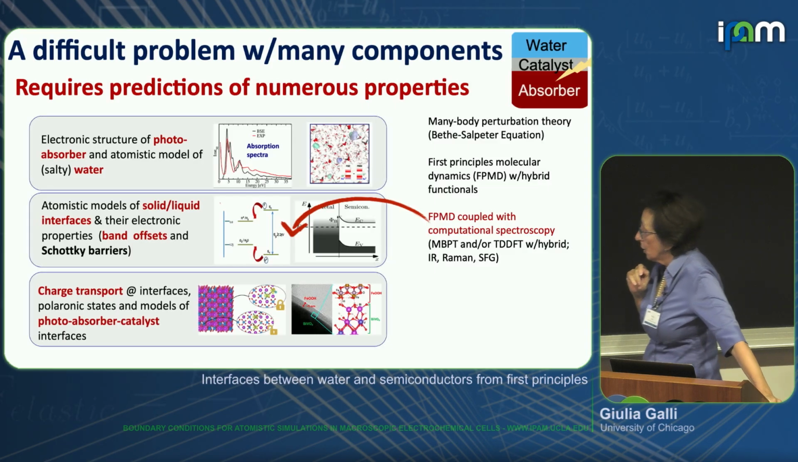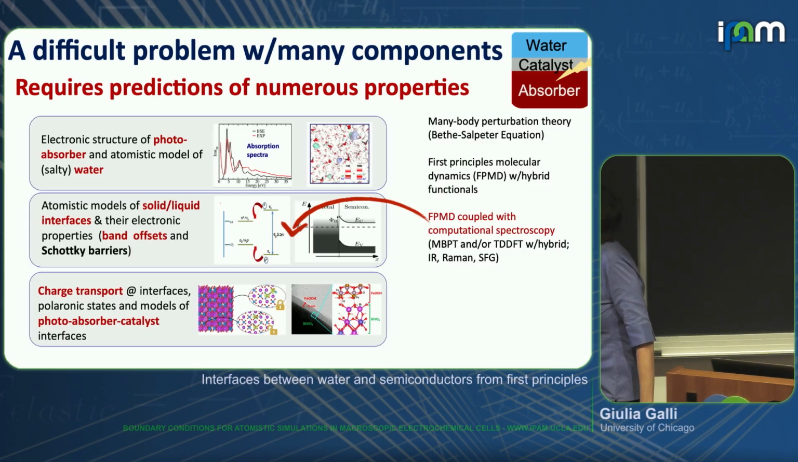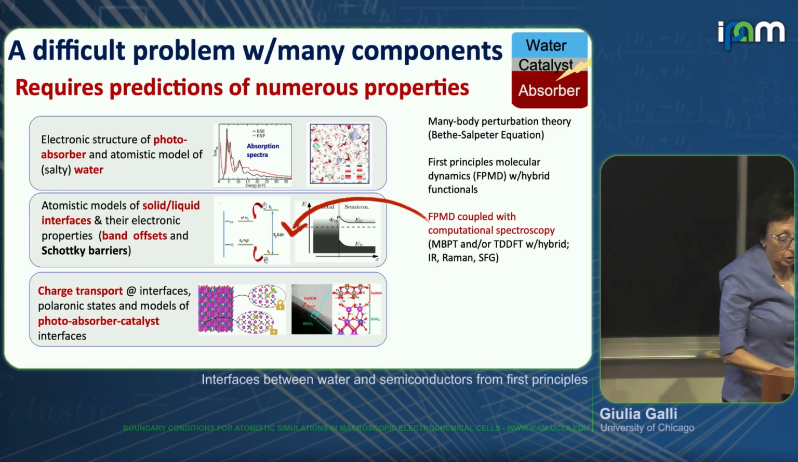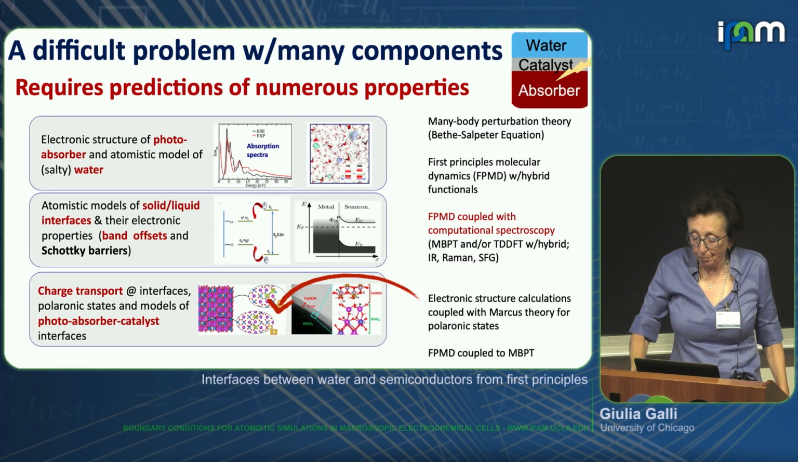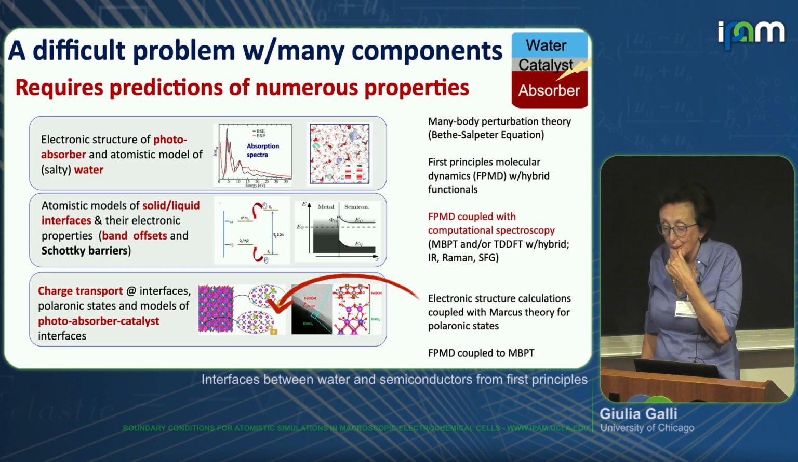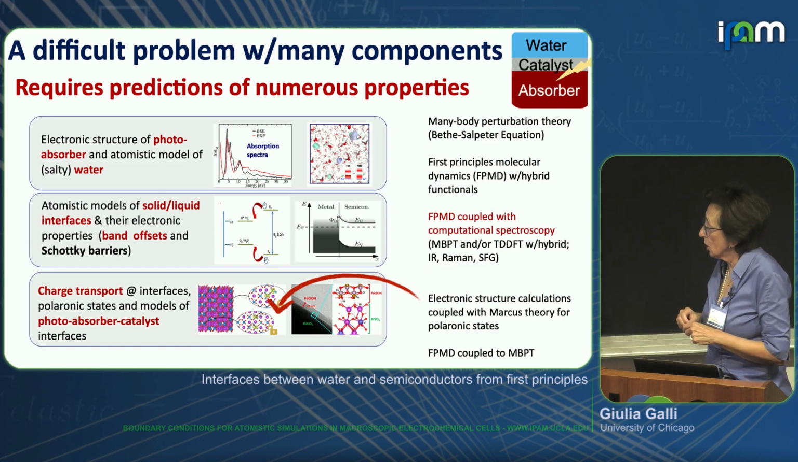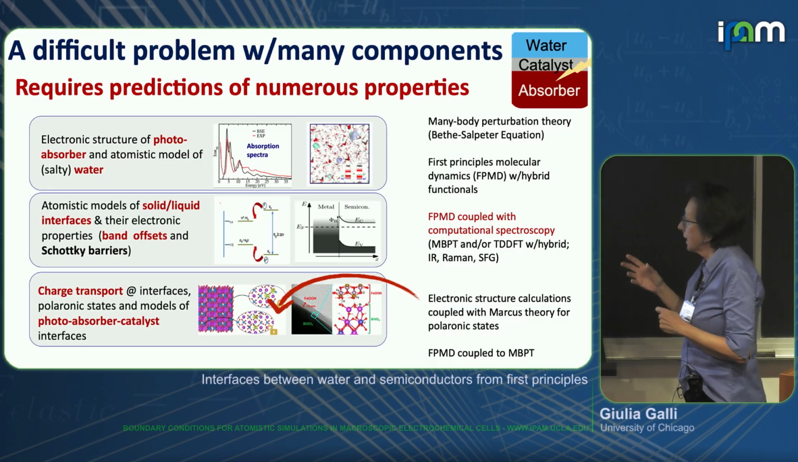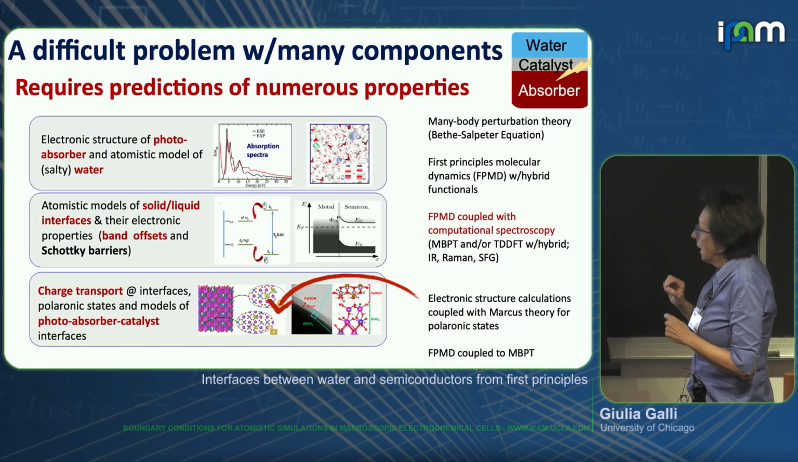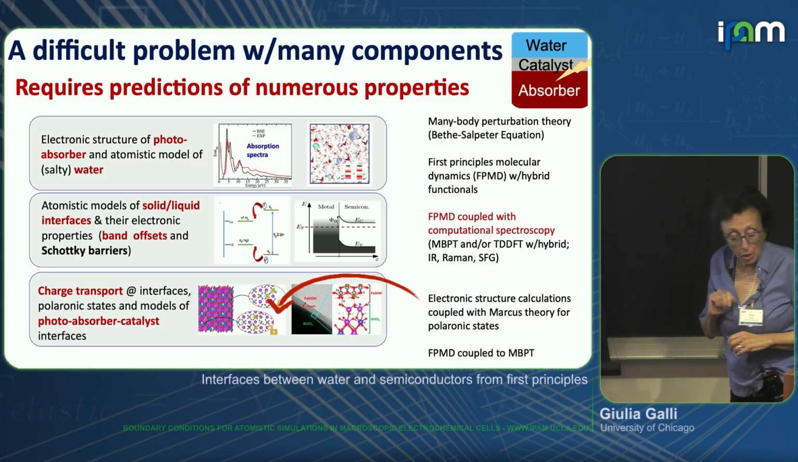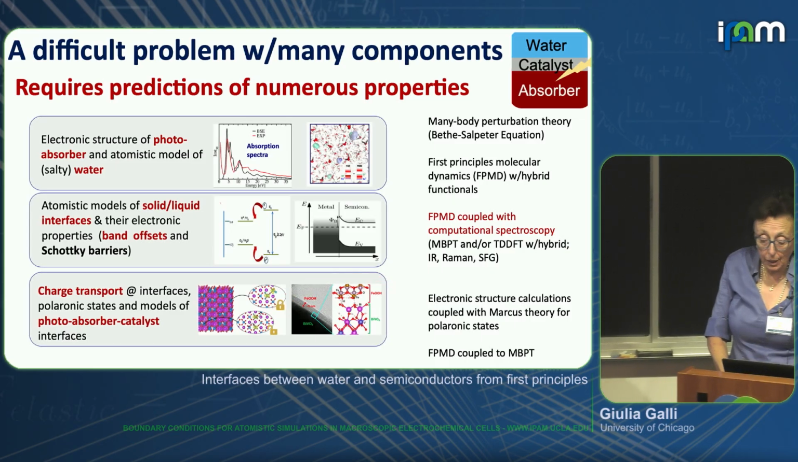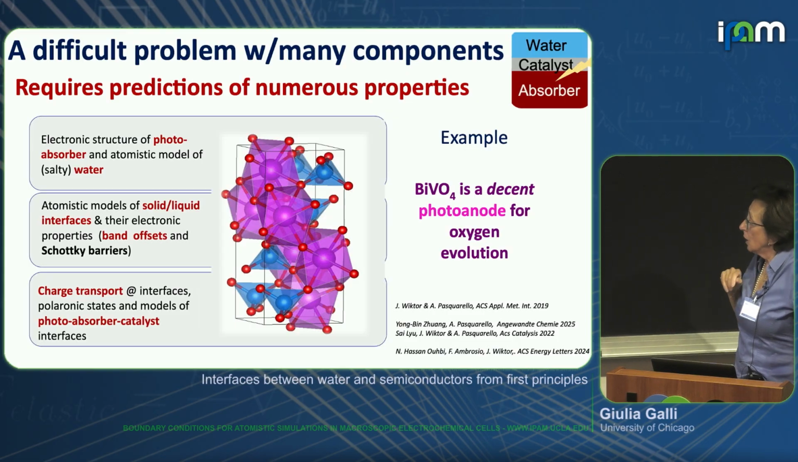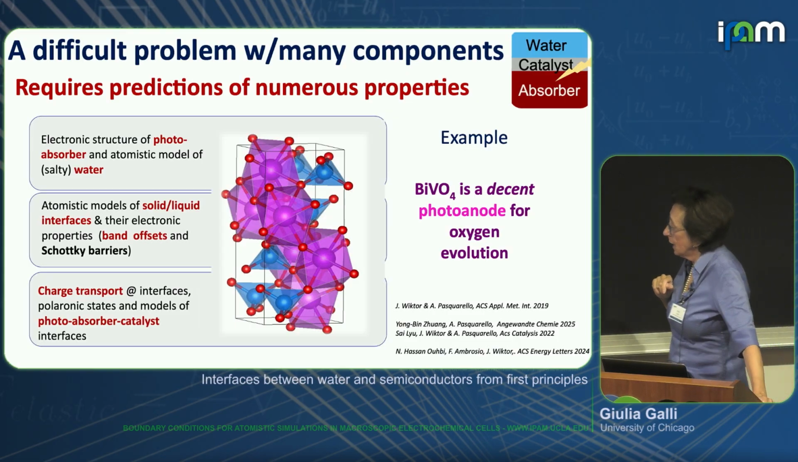And so here we do first principles calculations coupled with all the spectroscopy that I spent a lot of time telling you about. In some cases, we have also coupled our calculations with some Marcus theory investigation to understand charge transport. So I will go very quickly on the results. We have studied bismuth vanadate.